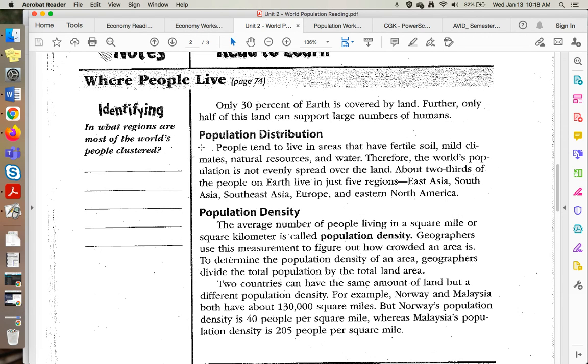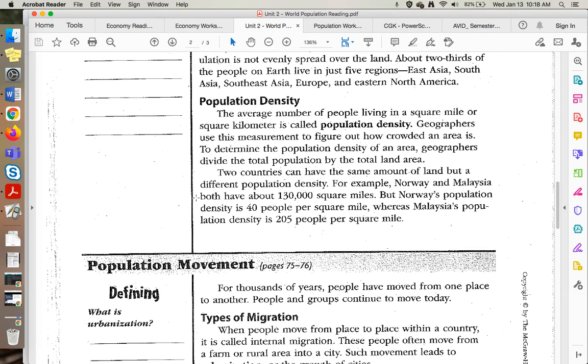About 2/3 of the people on Earth live in just 5 regions: East Asia, South Asia, Southeast Asia, Northern America, and Europe. Population density. The average number of people living in a square mile or square kilometer is called population density. Geographers use this measurement to figure out how crowded an area is. To determine the population density of an area, geographers divide the total population by the total land area.